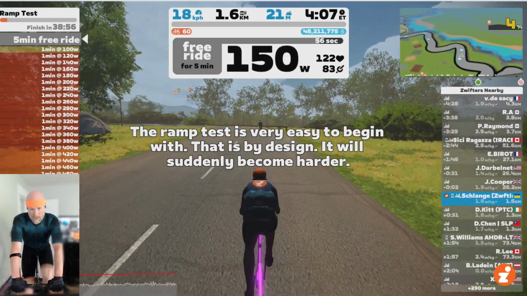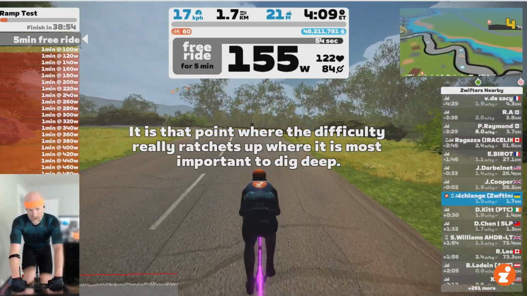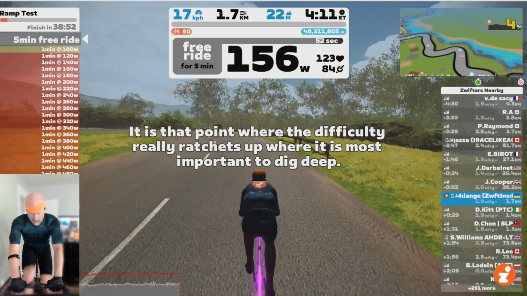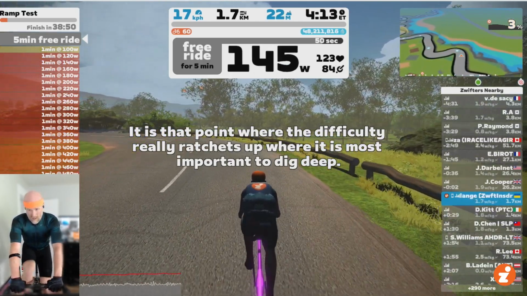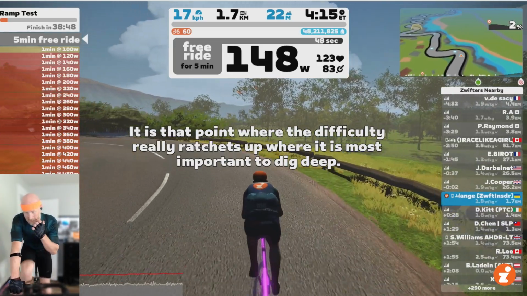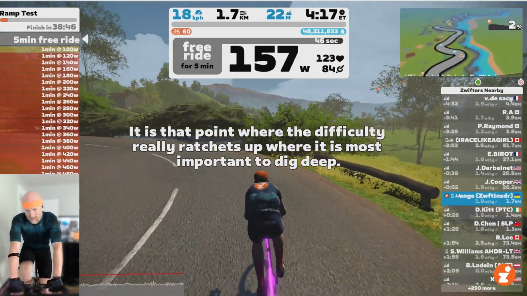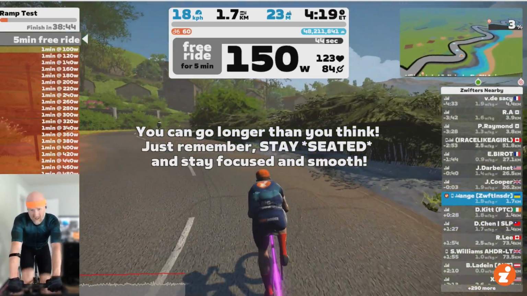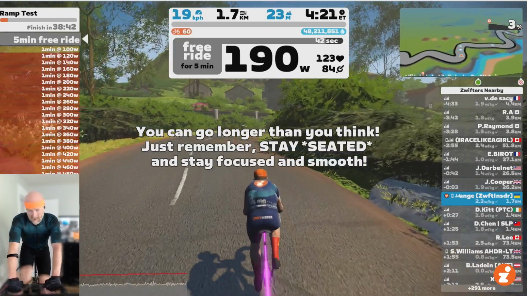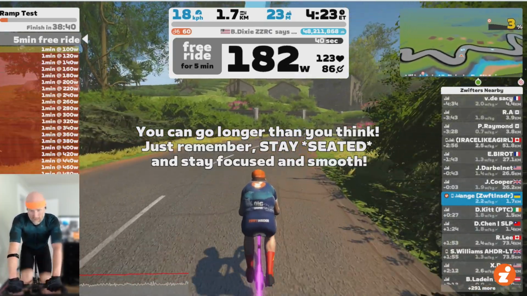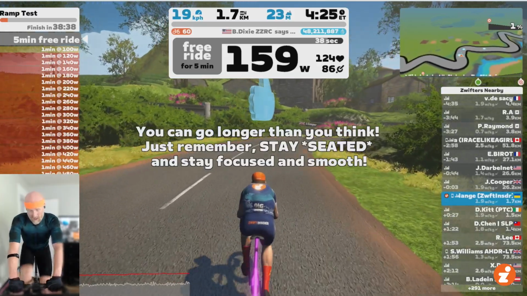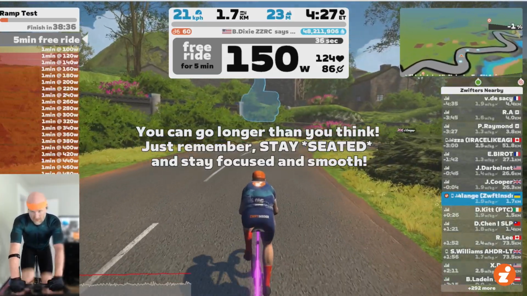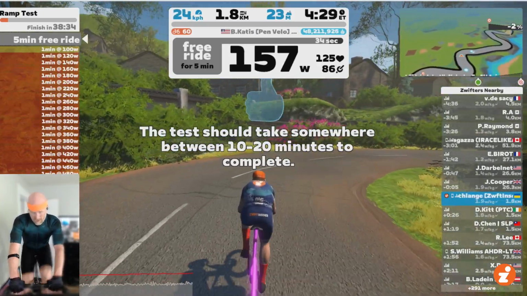The beauty of the ramp test is you don't have to think about pacing. You just think about keeping your cadence up, digging as deep as you can. And it's really only the last 6 minutes where you really feel it.